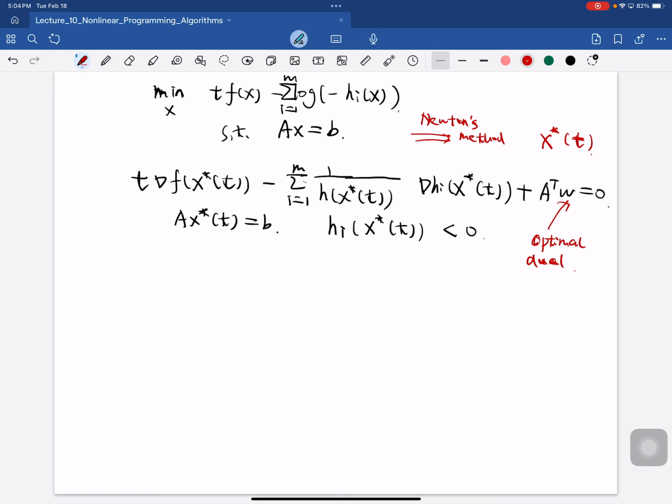Now, note that the goal here is, we want a lower bound of the original problem.